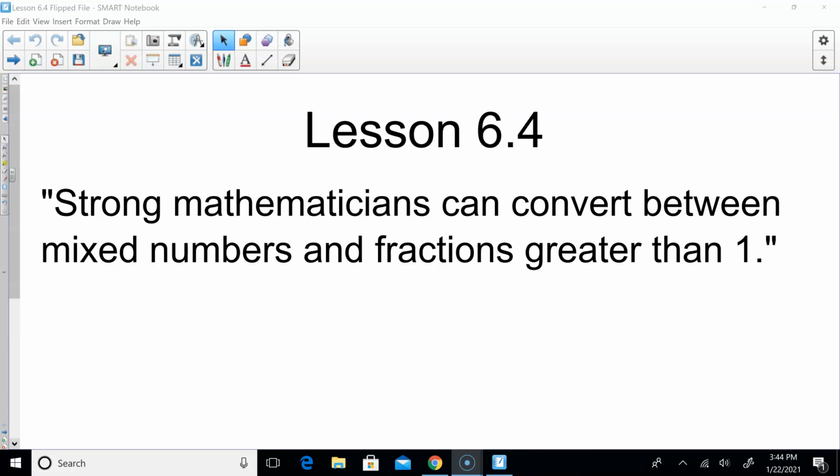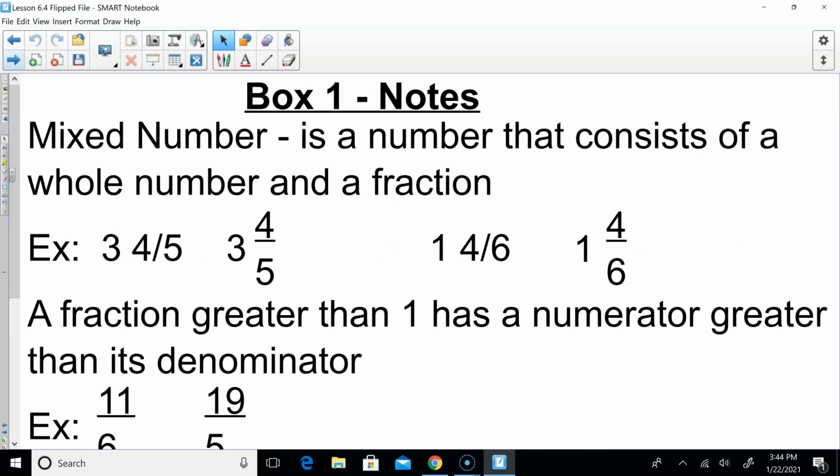Today, strong mathematicians can convert between mixed numbers and fractions greater than 1. So take out your notebook and your pencil, write down today's date and the name of the lesson, and let's get started. So what is a mixed number?